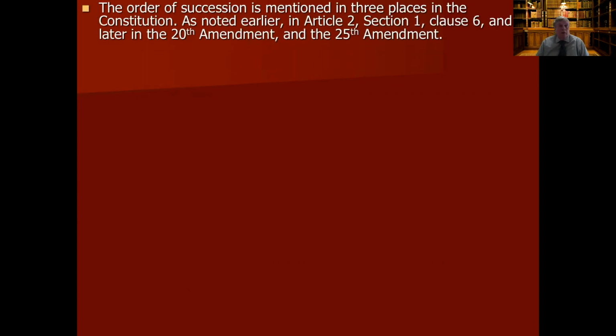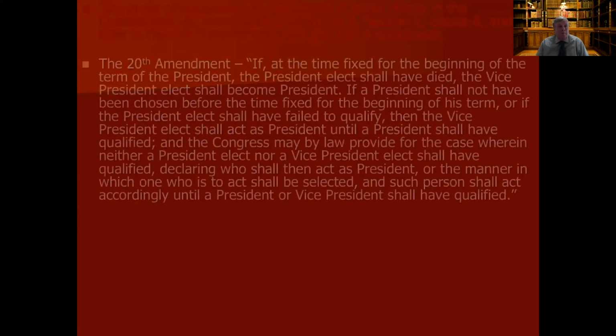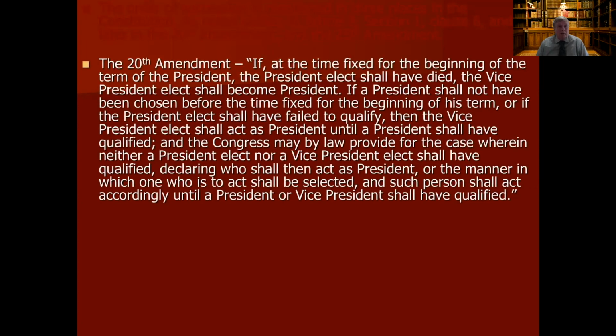The order of succession is mentioned in 3 places in the Constitution. As we talked about earlier, it's mentioned in Article 2, Section 1, Clause 6, and it's also mentioned in the 20th Amendment and the 25th Amendment. The 20th Amendment states, if at the time fixed for the beginning of the term of president, the president-elect shall have died, the vice president-elect shall become president.